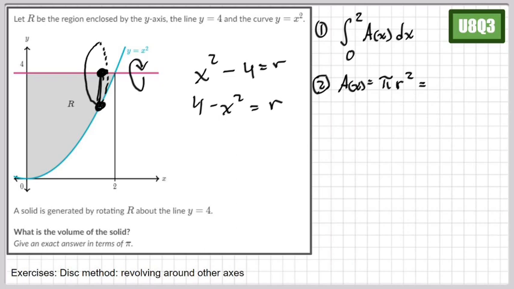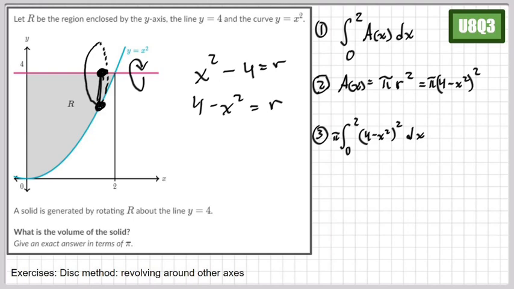So let's plug it in. I'm going to do the axis minus the x squared and then square it. And it's multiplying times pi. So we're going to integrate this. We're going to plug that into there and then we're done. Okay, so our third step is to integrate. We're going to go 0 to 2. And put the pi on the outside, and I'm going to put 4 minus x squared on the inside, where I'm going to square it, and then dx.